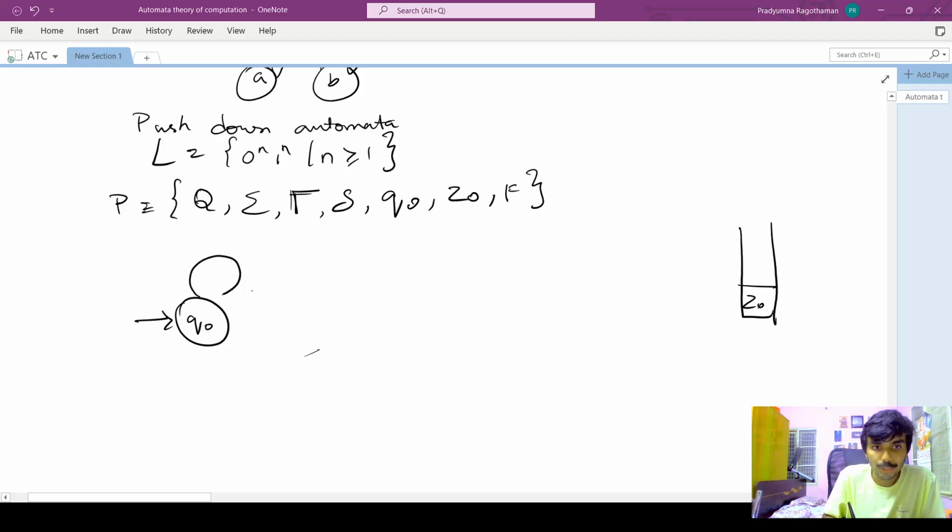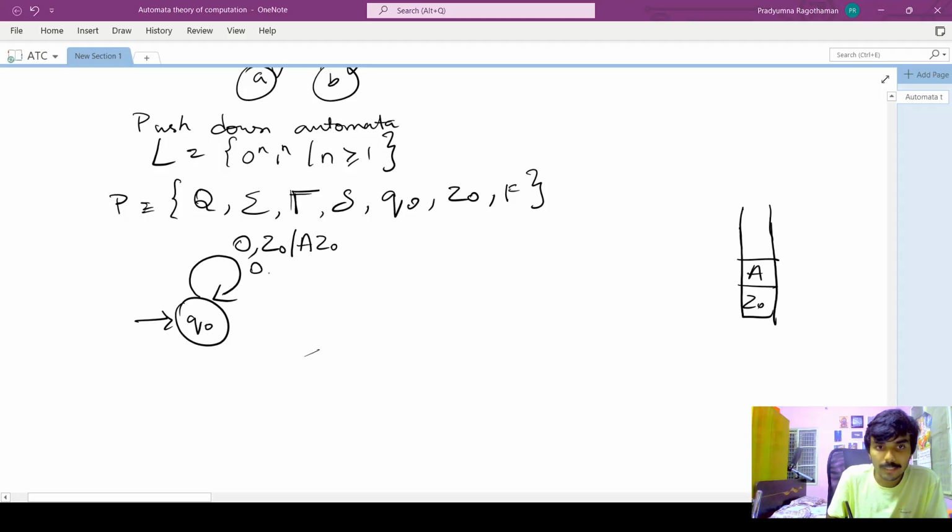Suppose the state q0 gets 0 and the top of the stack is Z0. It should stay in the same state q0, but also keep track of the number of zeros in the string already, so it should push an element that indicates that. So let's push an a onto the stack whenever the automaton gets 0.